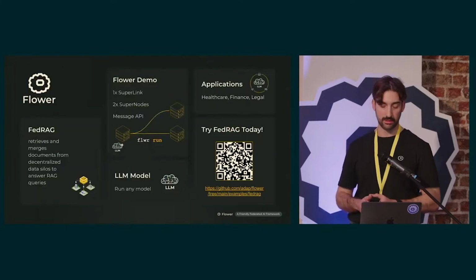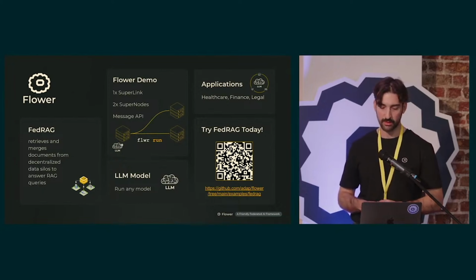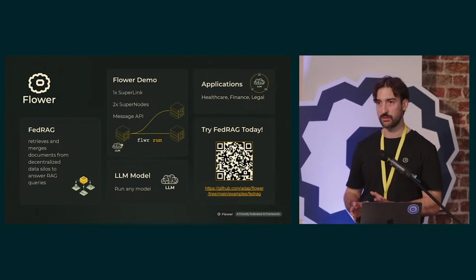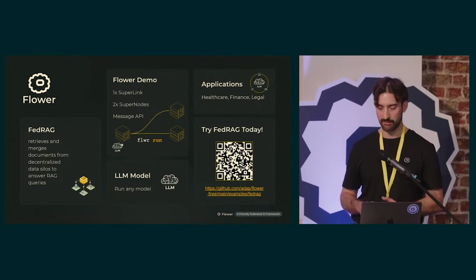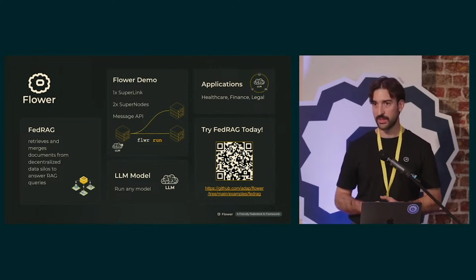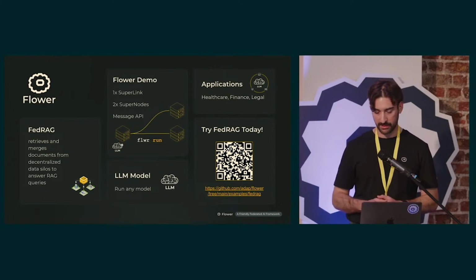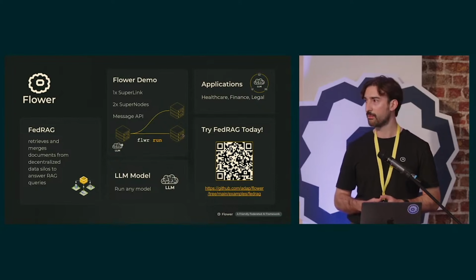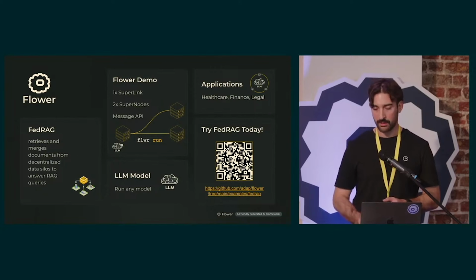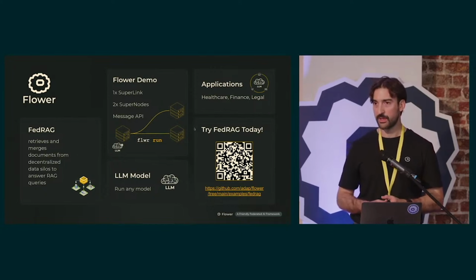Just to summarize, FedRAG stands for retrieval and merging of different documents from decentralized silos. The Flower demo that I just showed consists of one SuperLink and two SuperNodes, using the new Message API, and it's actually very simple to use, and you can do many different approaches and many extensions over the FedRAG technique. What I also want to emphasize is that this approach can support many different LLM models, so it doesn't have to be a Llama 1B, it can be any type of model, either small or big. And the application domains, of course, can be any domain, primarily healthcare and finance.